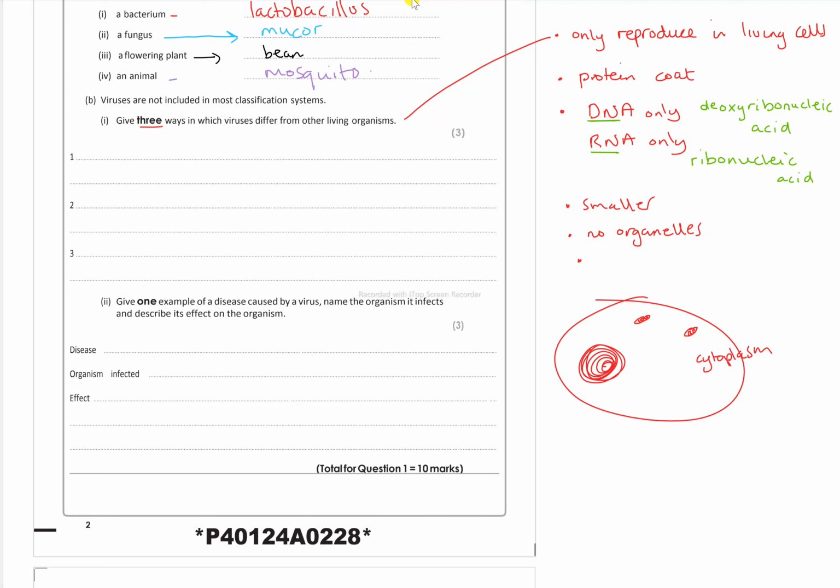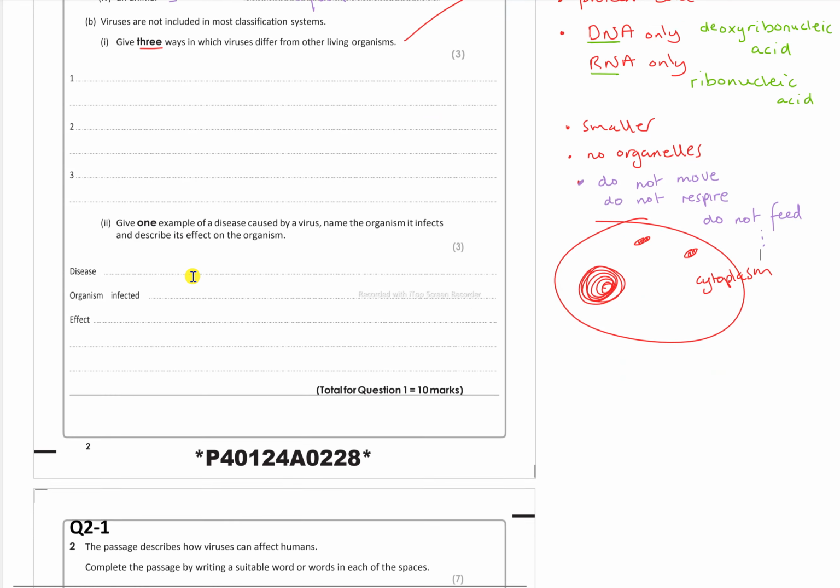Right. Also, they do not move about. They do not respire. They do not feed. So everything that a normal living organism does, they do not do. So you can put any one of those 3 in there.